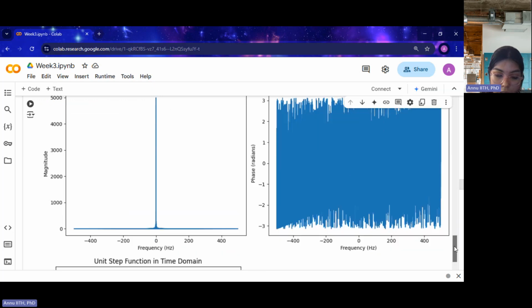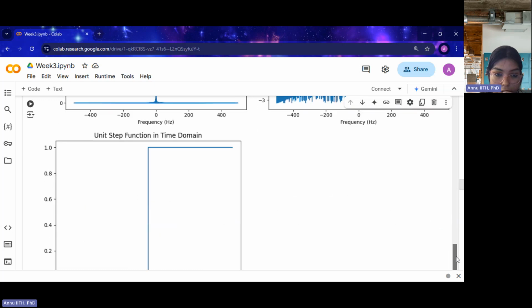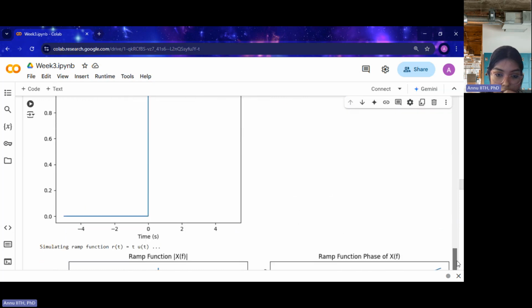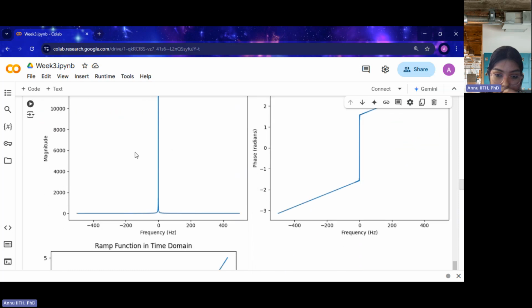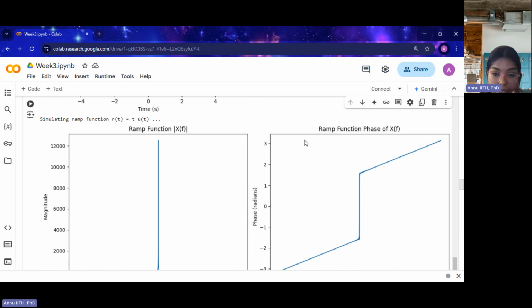So magnitude spectra is always even, whereas phase spectra is odd in nature. Here's a unit step function. This is unit step function, how it looks like. Then ramp function. Again, the phase and magnitude spectra.